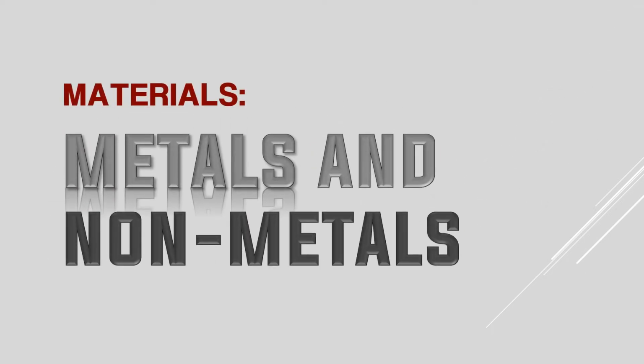Materials, metals and non-metals. In this chapter, in the last class, we learned the physical properties of metals and non-metals. The physical properties of metals are: hard, lustrous, malleable, ductile, sonorous, and good conductors of heat and electricity. The examples of metals are iron, copper, aluminium, calcium, magnesium, gold, silver, etc.